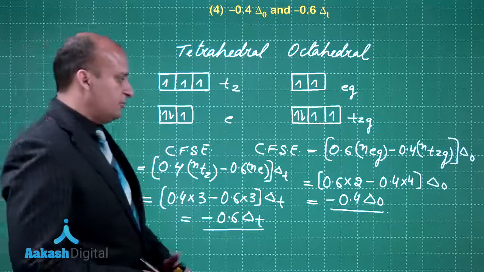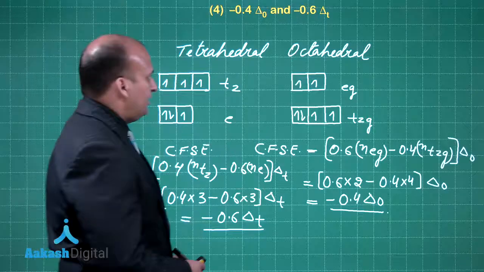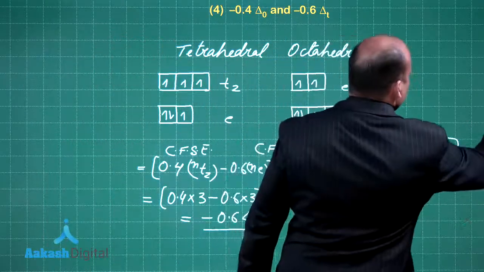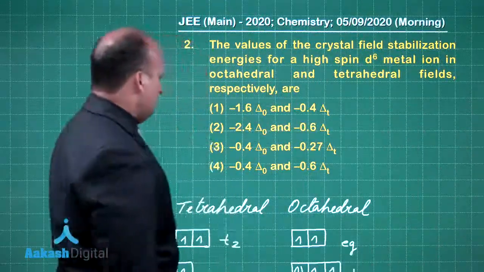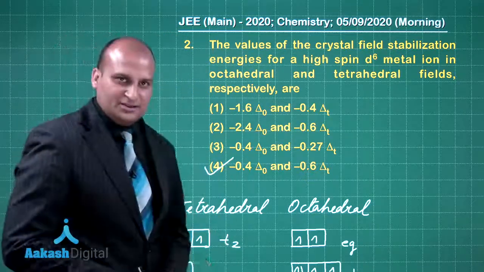So dear friends, the answer will be minus 0.4 delta O and minus 0.6 delta T. Let us check which choice is the correct one. So as you can see, option number 4 is the correct answer to this question.